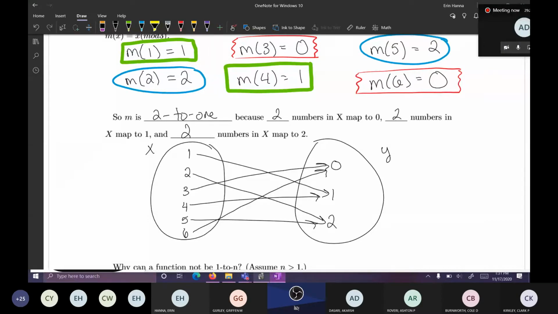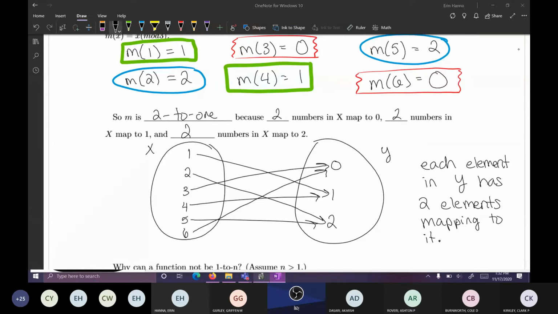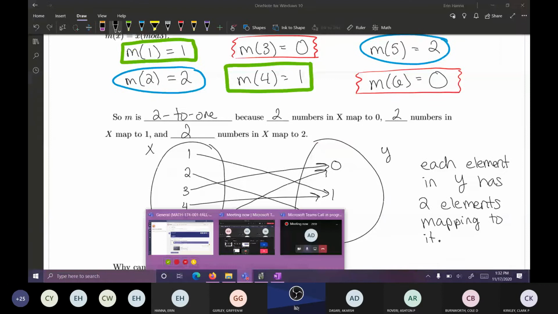So when it's written out like this in a map, it's easy to see they have to have the same amount of arrows going to each output piece. So let me even write that down. Each element in Y has 2 elements mapping to it.